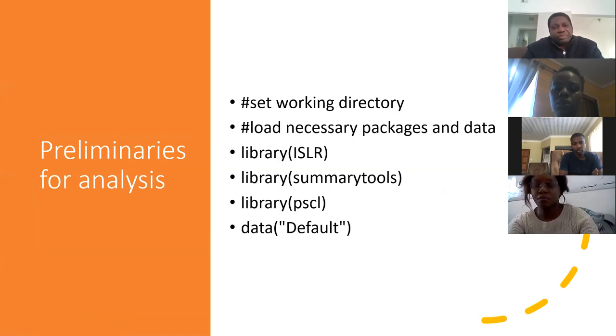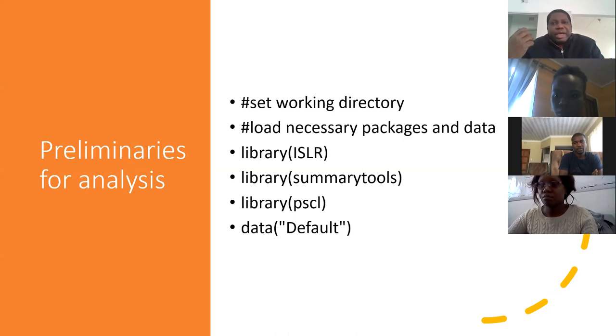Anytime you open your RStudio, I will try to demonstrate with an example. The starting point is to set your working directory. The working directory is the folder where you have all your data and every other thing you want to use. You can save it on your desktop or in documents or anywhere you want to save it. Then you have to load necessary packages as well as import the data that you want to use. I will illustrate that with you.